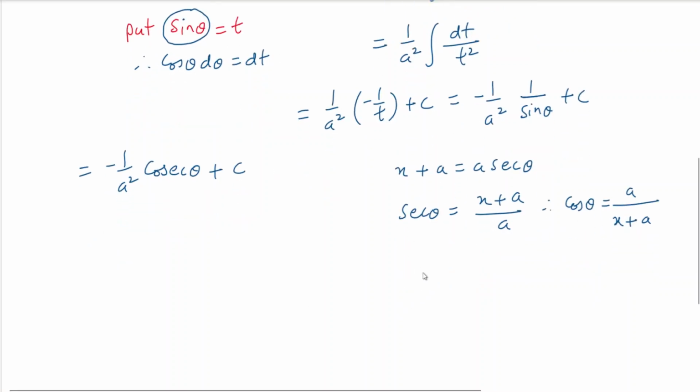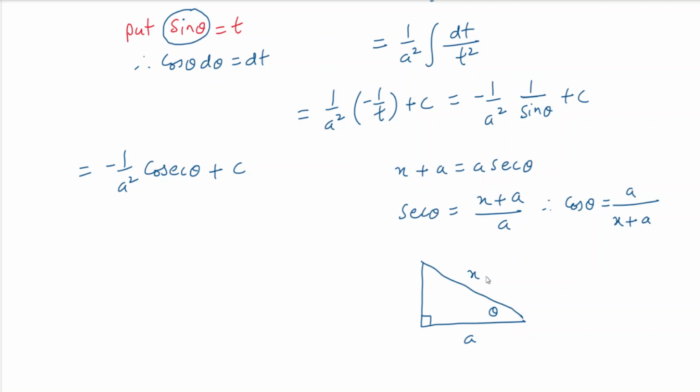So see here, we will take this right angle and this acute angle as theta. Cos theta is a upon x plus a, adjacent by hypotenuse. So using this, the remaining side by Pythagoras we will calculate: it is x plus a whole square minus a square. So this becomes x square plus 2ax plus a square minus a square. The a squares will get cancelled, and this will be x square plus 2ax here.